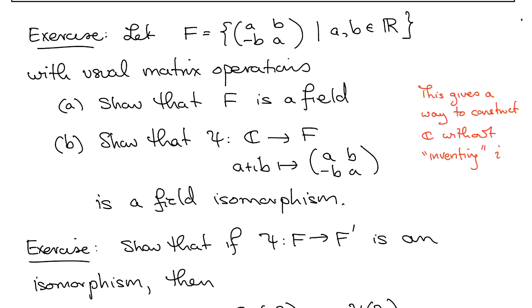What it says, more intuitively, is that instead of dealing with a plus ib, you could deal with these matrices and do all of the complex number stuff with those. You don't want to do that, because a plus ib is a more intuitive thing to work with once you get used to it. But anyway, it's a nice way you can talk about the complex numbers without ever inventing i.